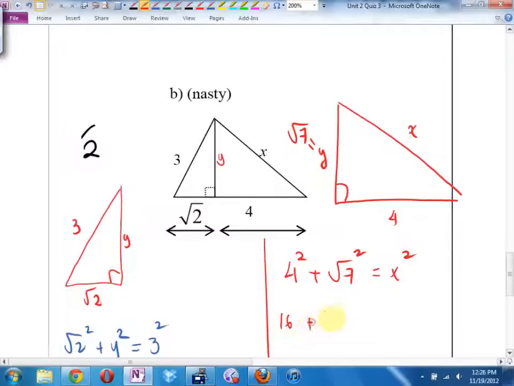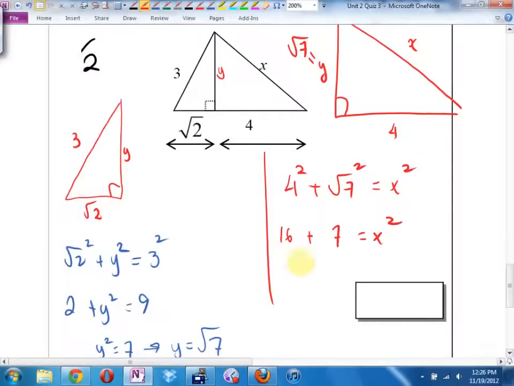16 plus 7 equals x squared. X squared equals 23. X is going to be root 23, which doesn't break down at all. Not every square root simplifies. So if you got the root 23, and I heard Naomi back, yay! 2 out of 2. Otherwise, I would probably go something like this.